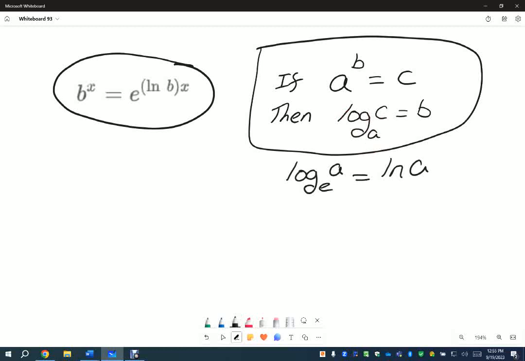So what I'm going to start with is this statement here, that the log base e of b to the x is equal to the ln of b to the x. And that's a fairly trivial statement because both of them just say the ln of b to the x. Okay, however, I'm now going to use my definition and focus on this logarithm right here.